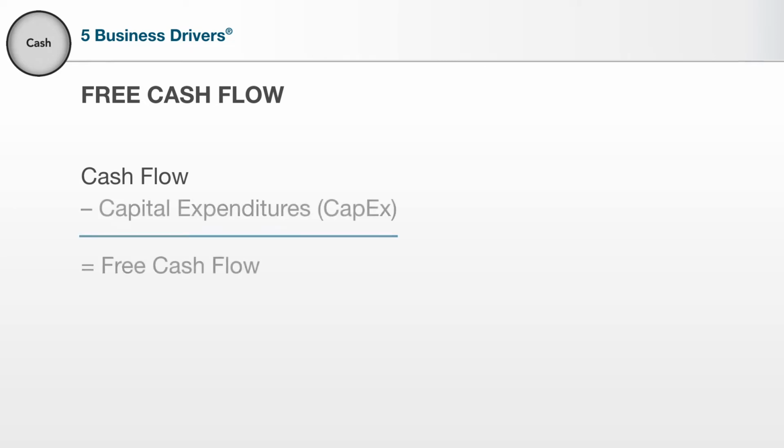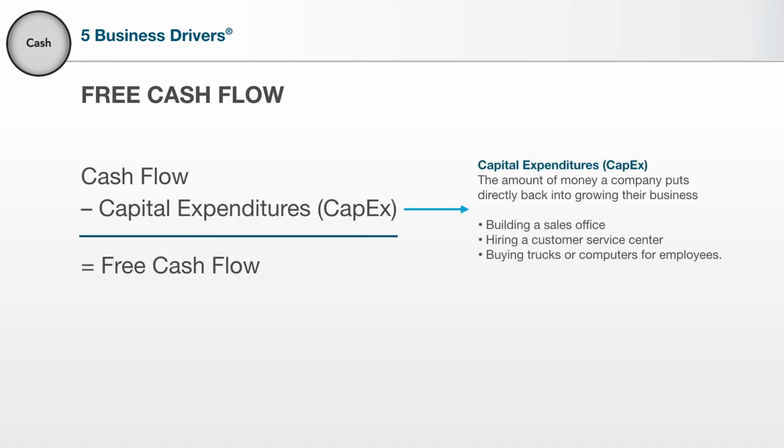It sounds like cash flow, but it has an important nuance that you should be aware of. Free cash flow subtracts out capital expenditures, or CapEx, which is how much money a company puts directly back into growing their business, like building a sales office, hiring a customer service center, or buying trucks or computers for employees. If we refer back to our personal example, free cash flow is like your discretionary income.